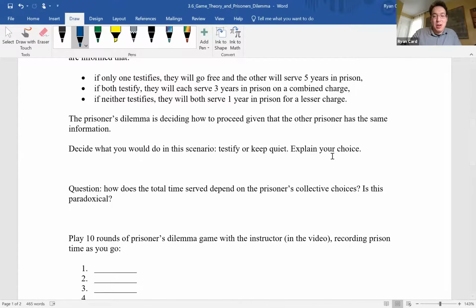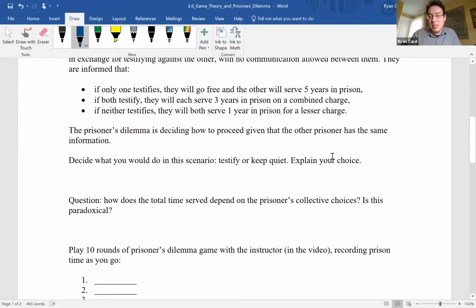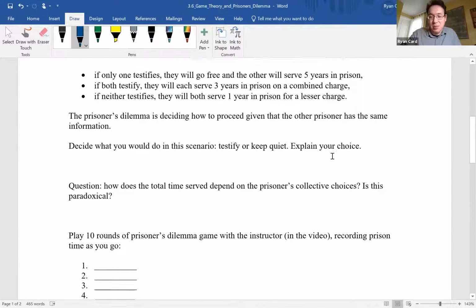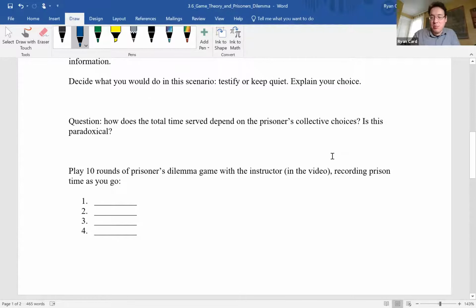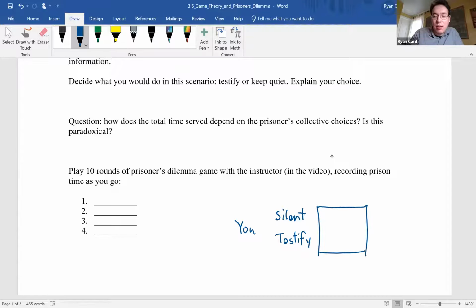Okay, so let's do a small analysis before we actually get started with the game itself. There are 2 choices of what you could do and 2 choices of what I could do. So you can stay silent or testify. And let's just record what you would end up with against what I would do.